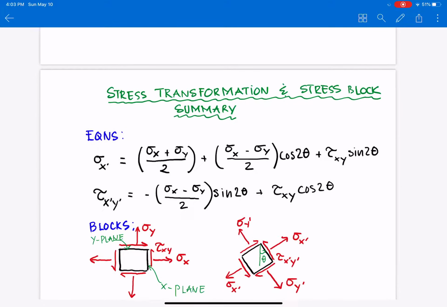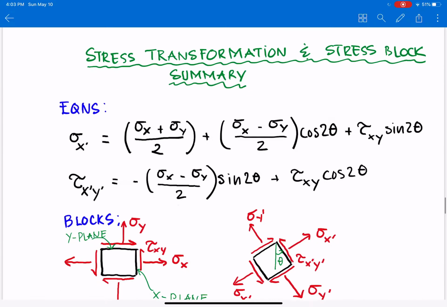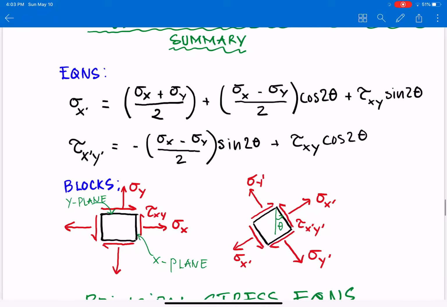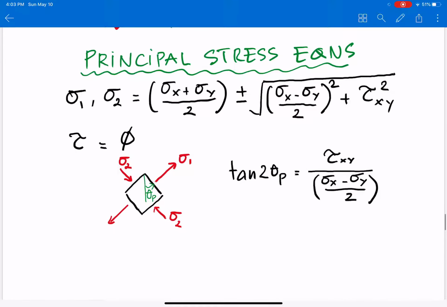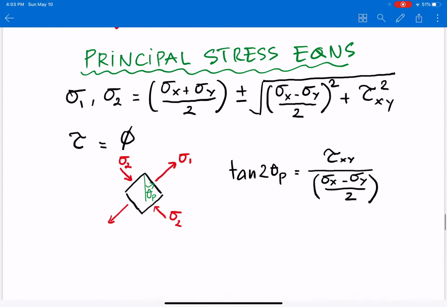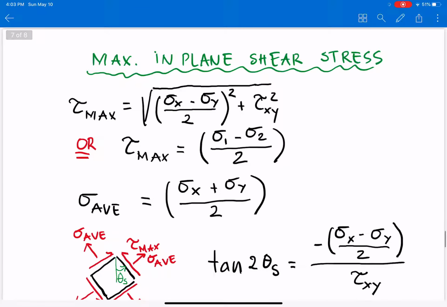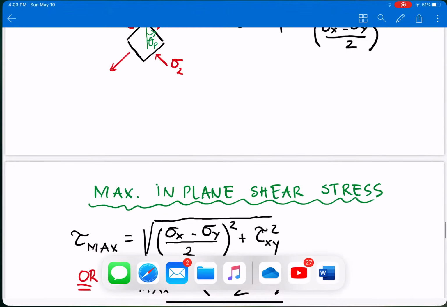In the previous lesson, in the summary, as you can see, the equation for sigma x apostrophe equals sigma x plus sigma y over 2, and then plus all of those components, tau x apostrophe y apostrophe. The principal stress equations, we also have that for sigma. The maximum in-plane shear stress equation, tau max, has that equation. So we just replace sigma with epsilon and tau with gamma over 2. Then we have the equation for strain.